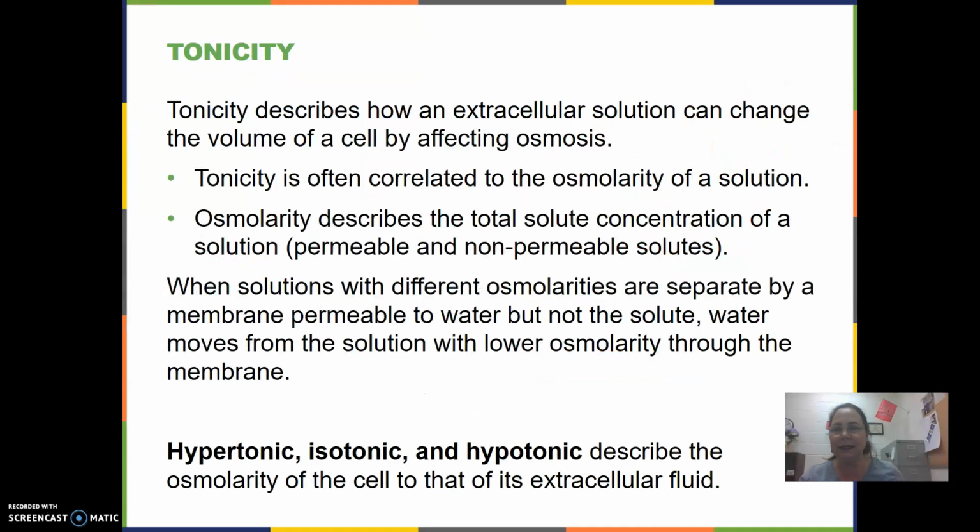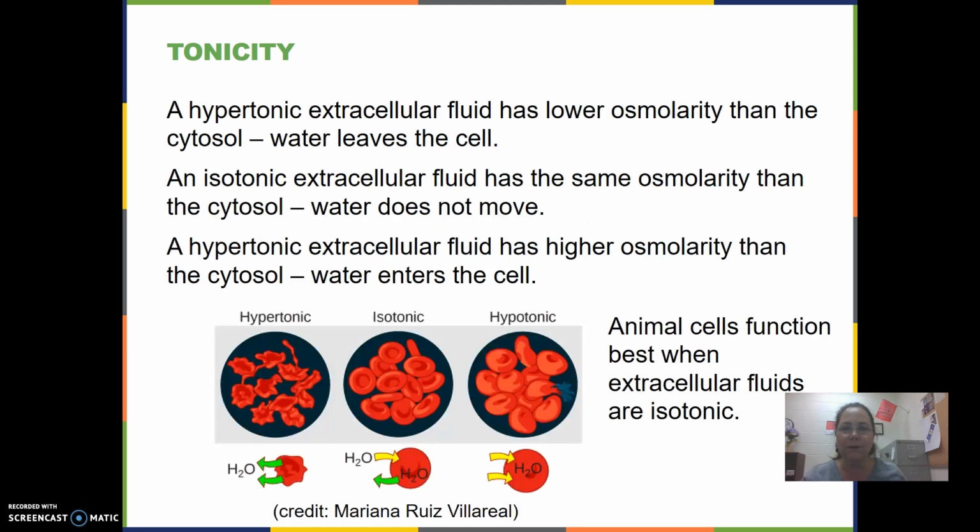Now, tonicity refers to the concentration of the solution that the cell is surrounded by. So if the solution is hypertonic, that means that the concentration of solute outside the cell is higher than inside the cell. If the solution is isotonic, then the concentration of solute outside and inside the cell is equal. And if the solution is hypotonic, the concentration of solute outside the cell is lower.